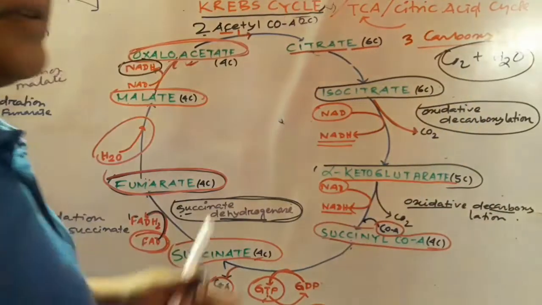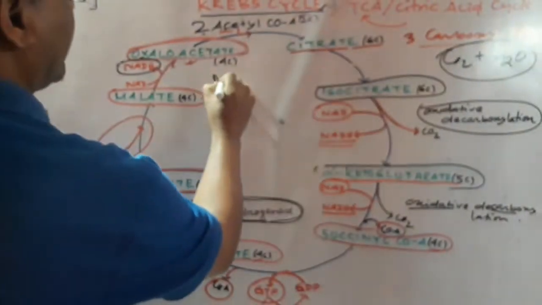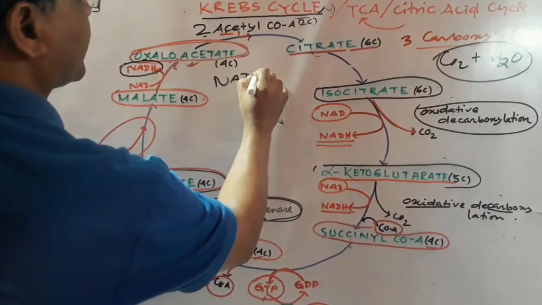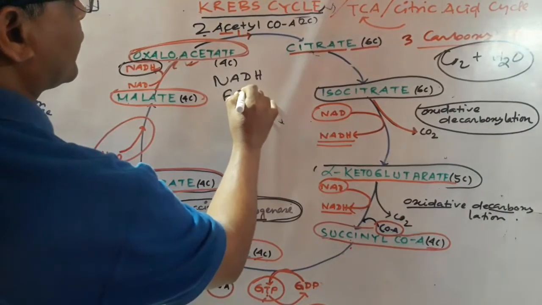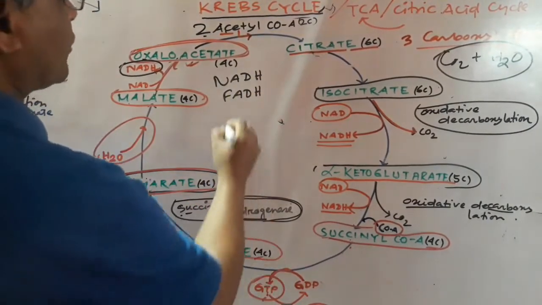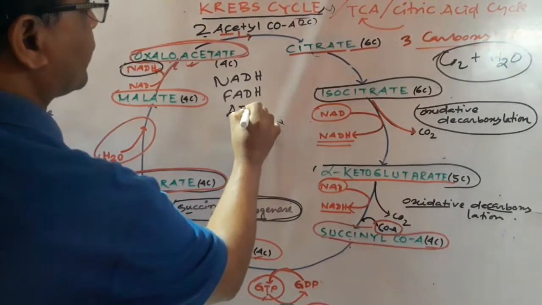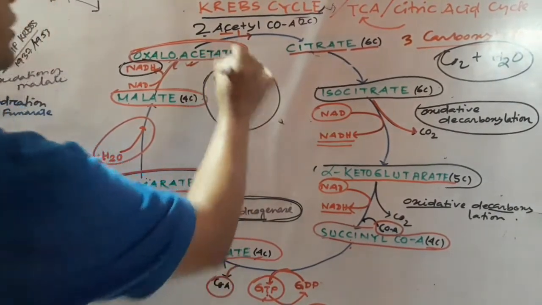releasing the energy-rich compounds NADH, FADH as well as ATP. So these are formed in the Krebs cycle.